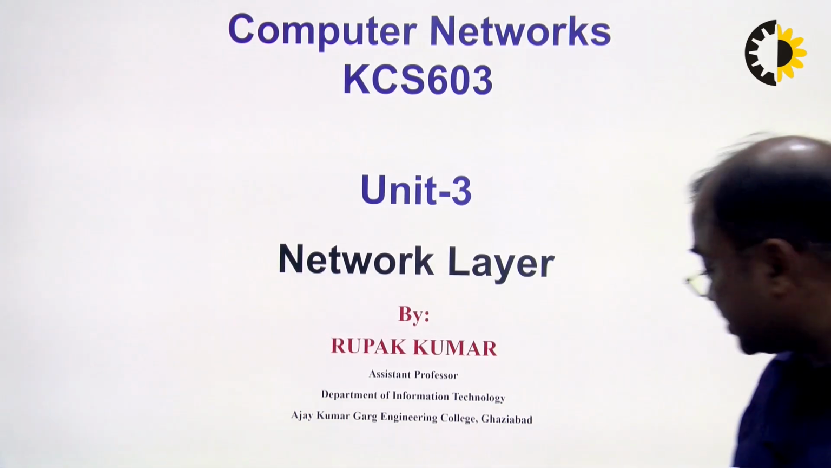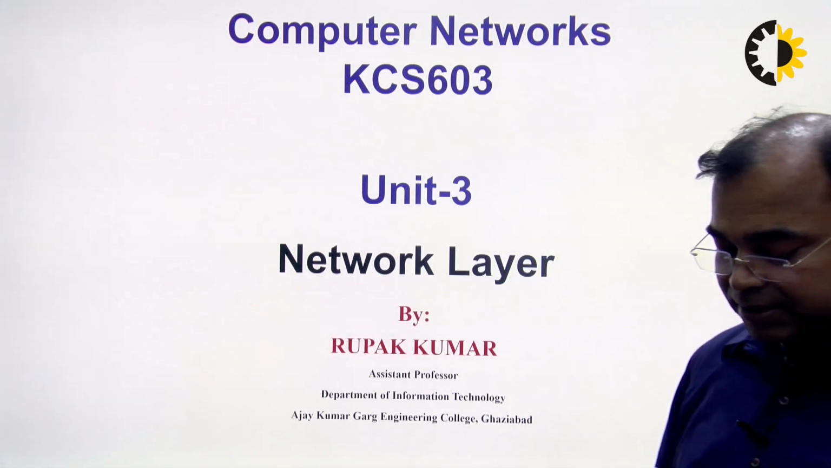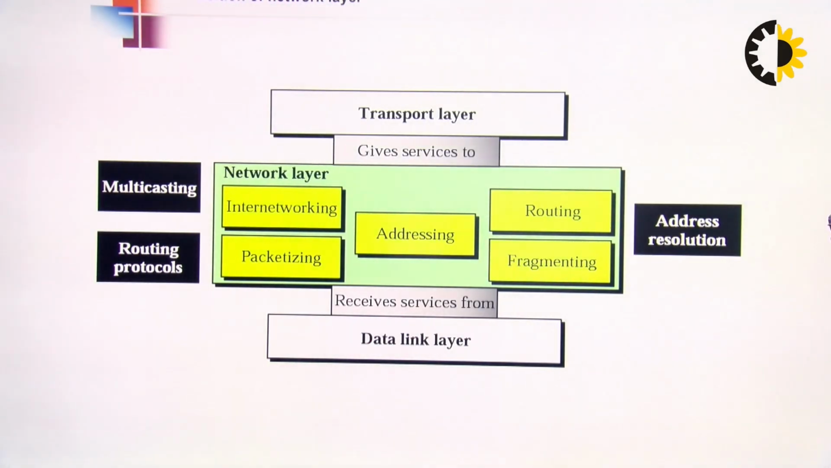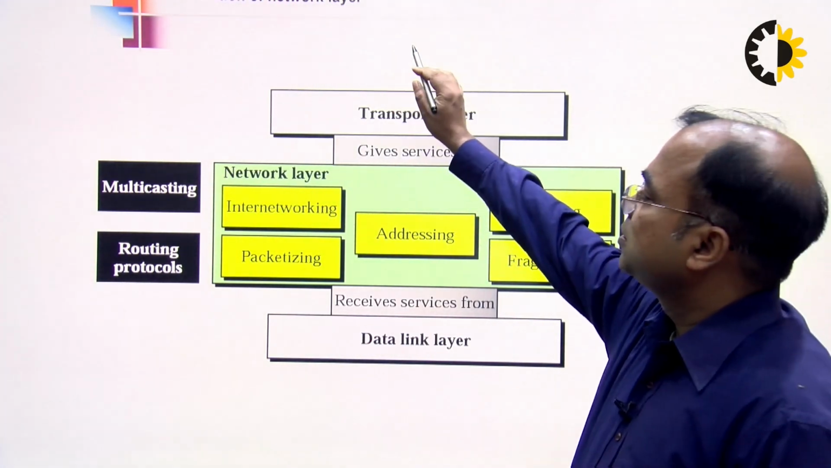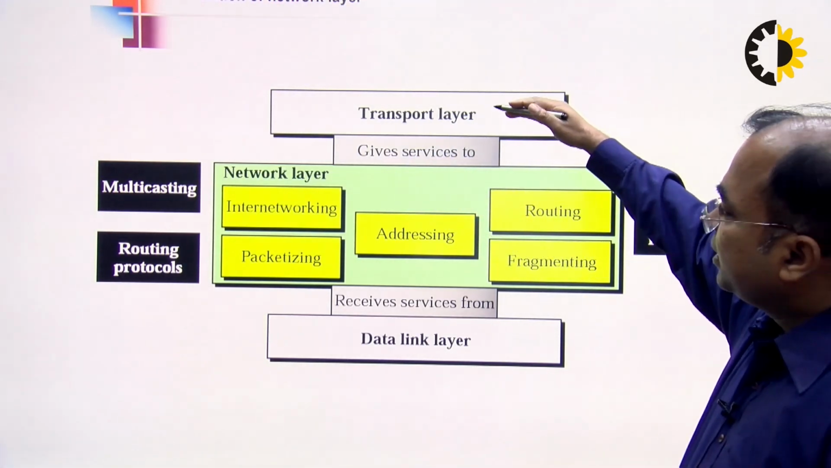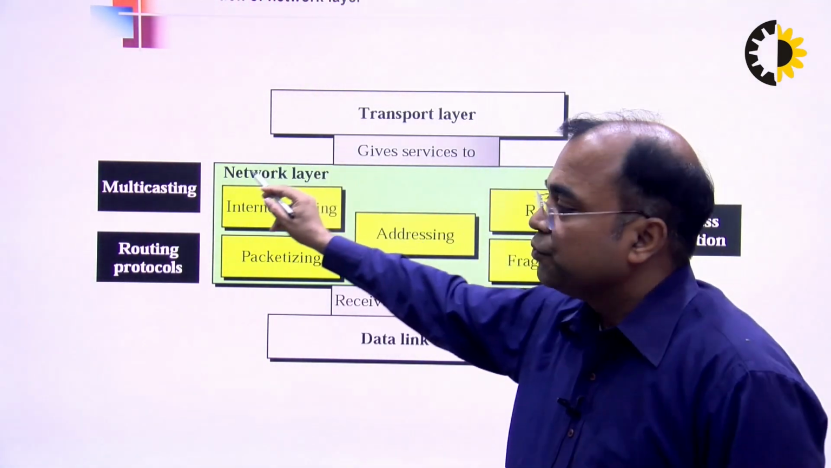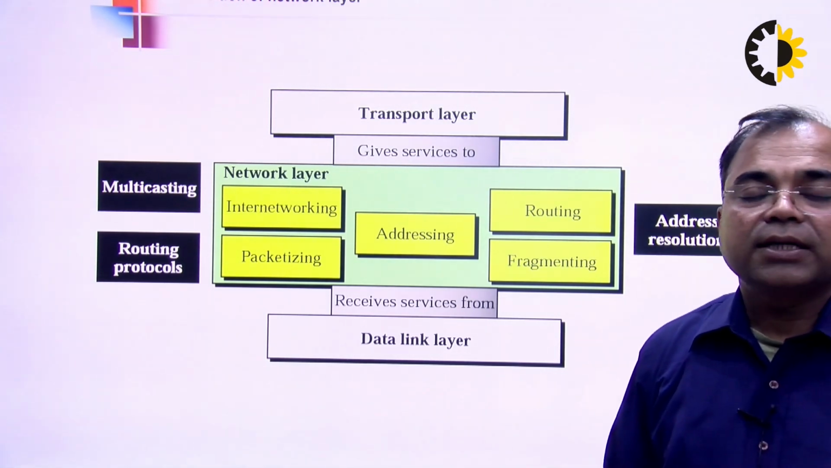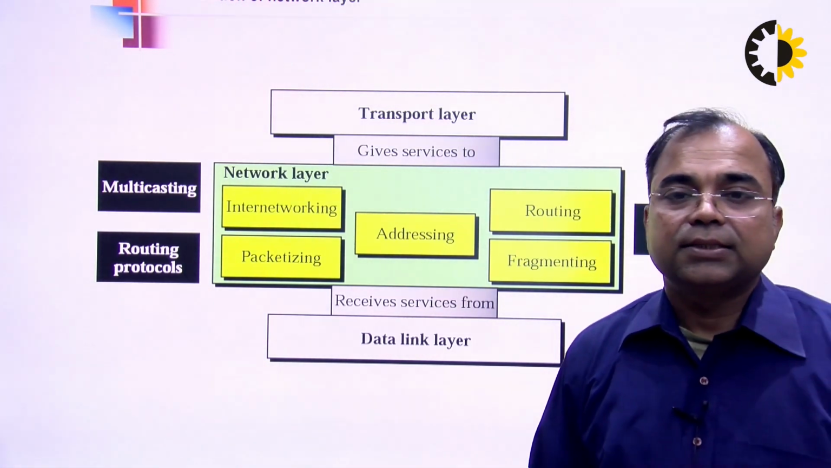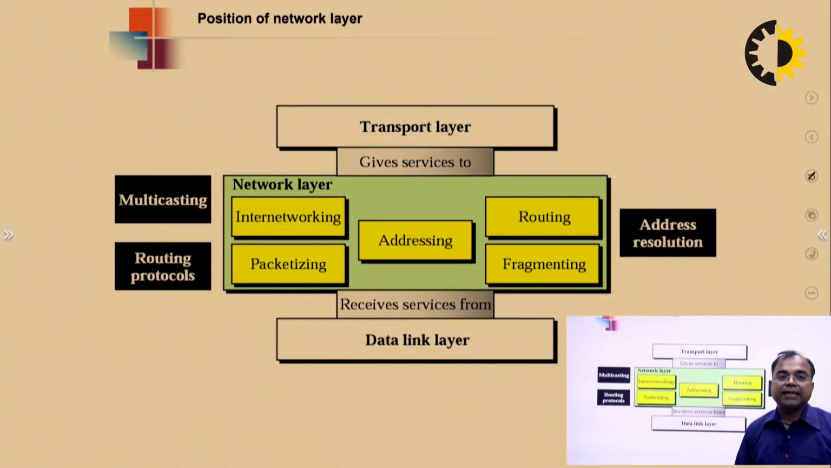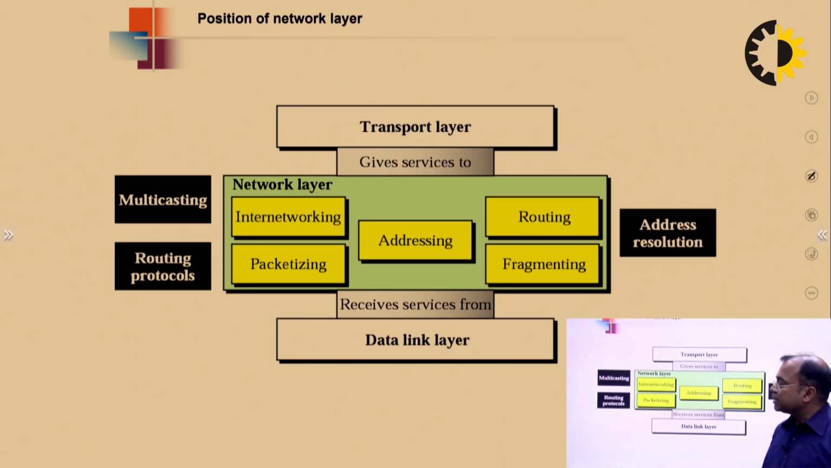So we start with the first lecture of this network layer, in which we come to know the position of the network layer. We have the network layer in between the transport and data link layer. Here we can see the services provided by the network layer. The network layer is a very important layer in terms of networking, sending data, and in terms of IP address, MAC address and all. And routing is also one of the important services provided by this layer.